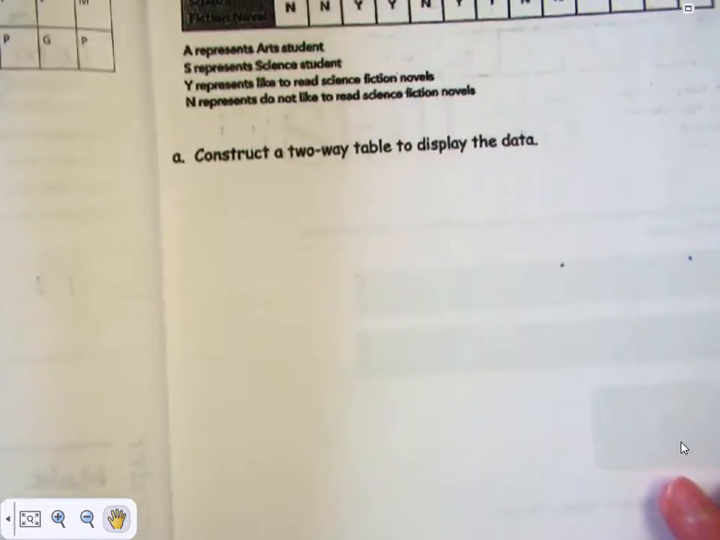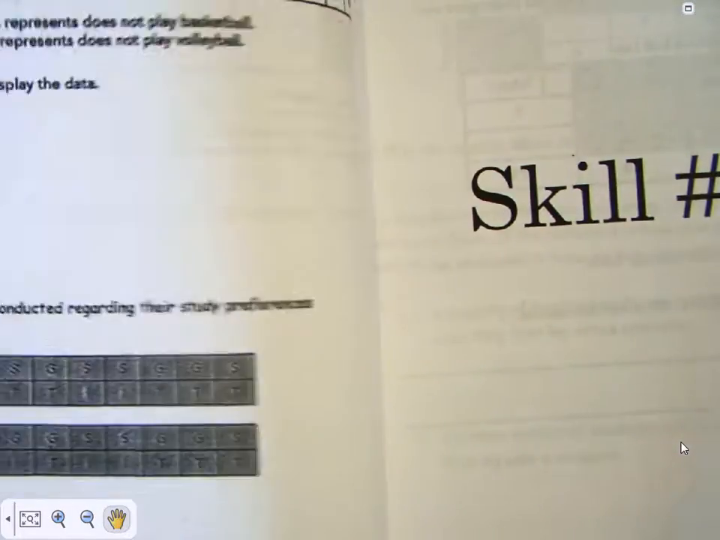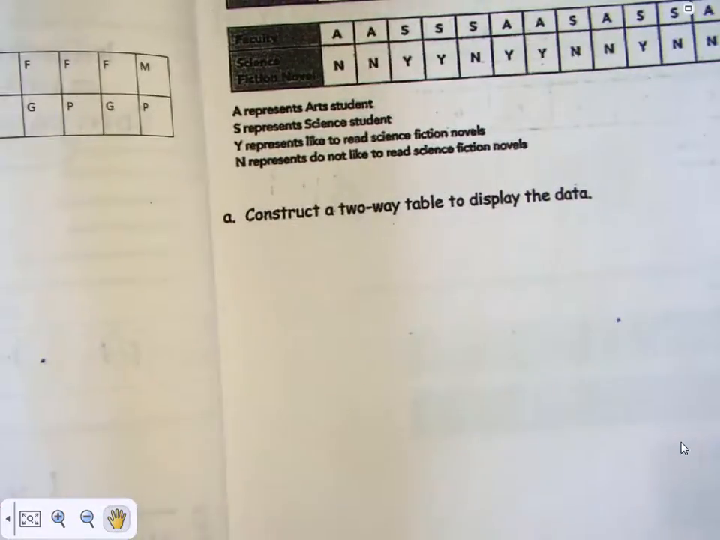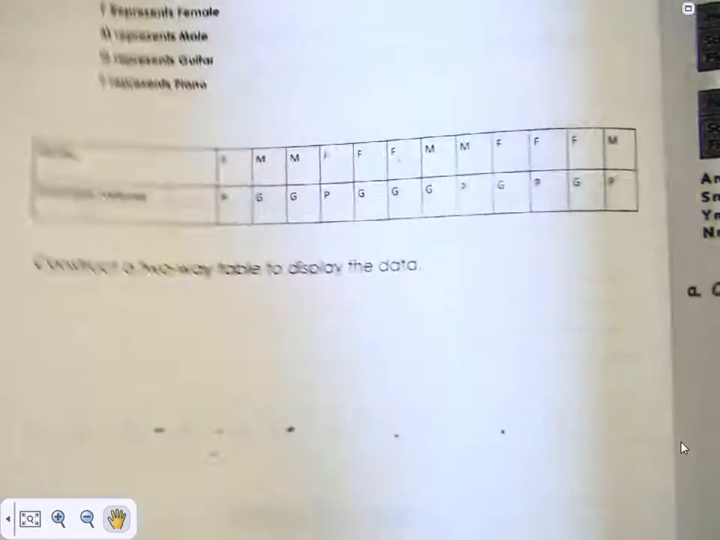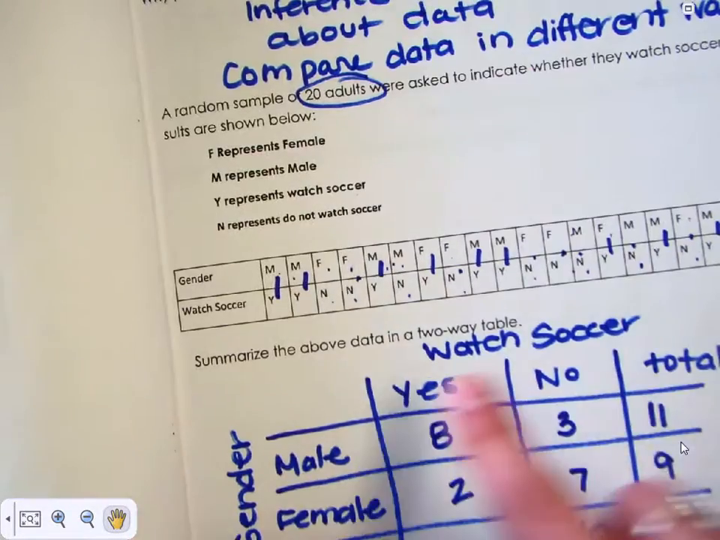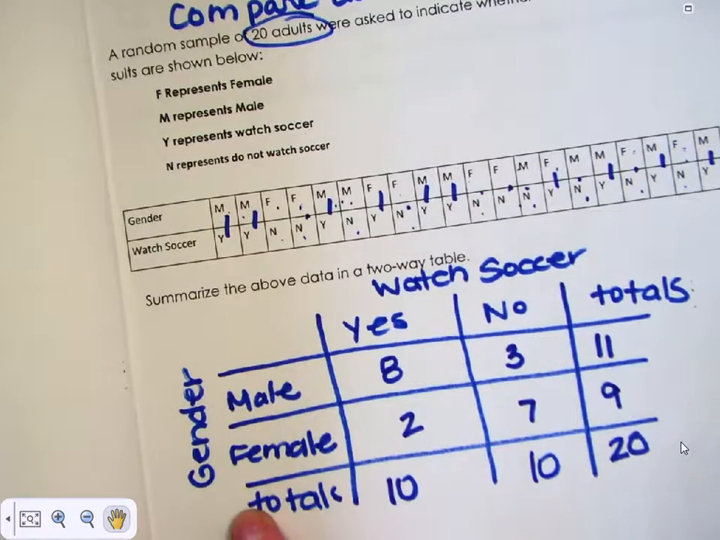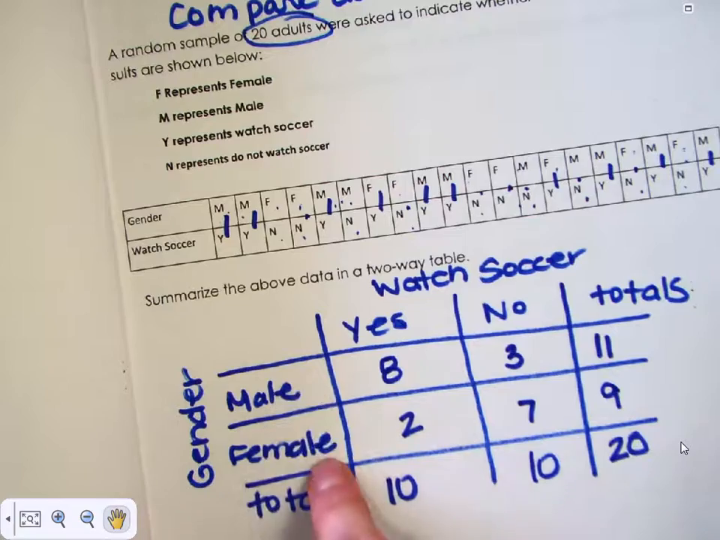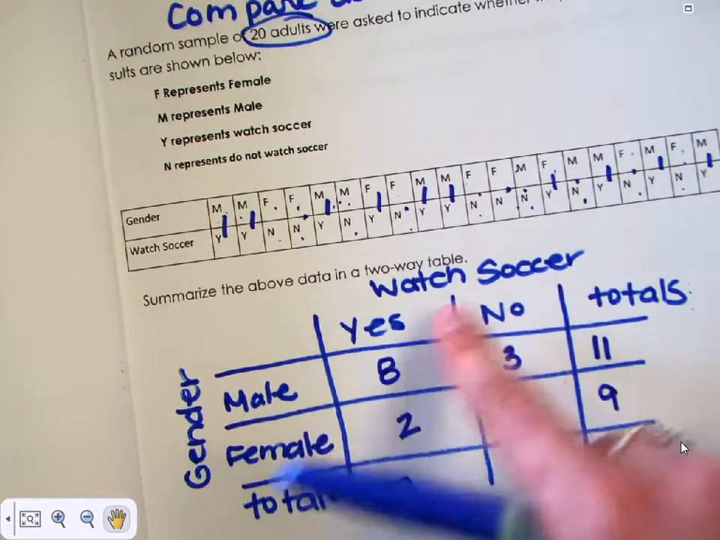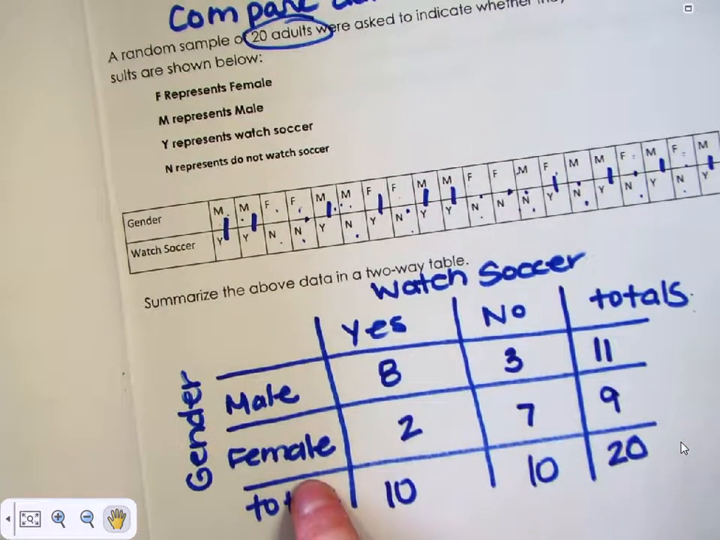So if you flip the page, you are going to have to construct two-way tables, and all you're doing in this skill is just constructing them. We're going to interpret them in the next skill. So it's important for you to have your labels up here. So we were talking about watching soccer and gender, and then in your genders, you know what categories you have. So yes or no, I watch soccer, male or female. So those were our subcategories for this table.